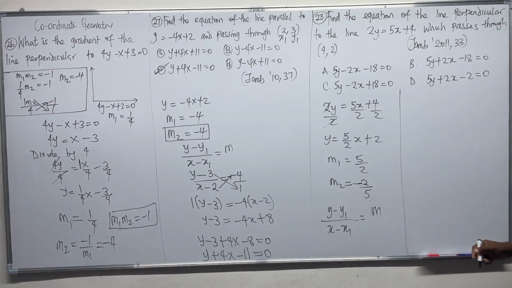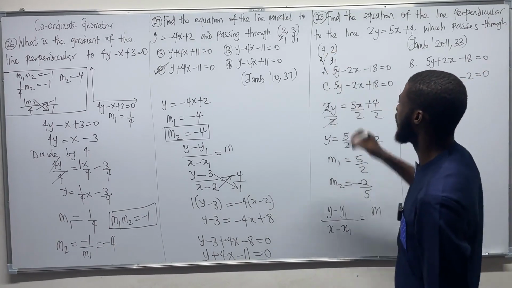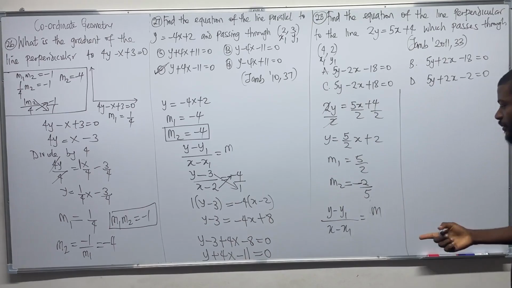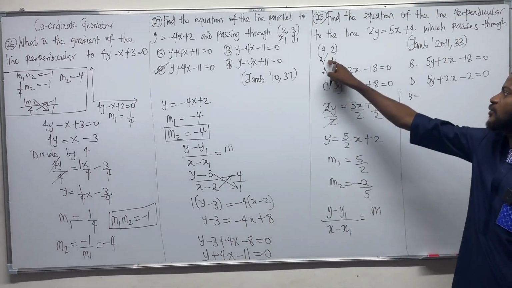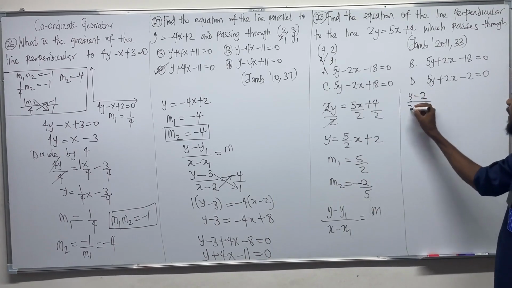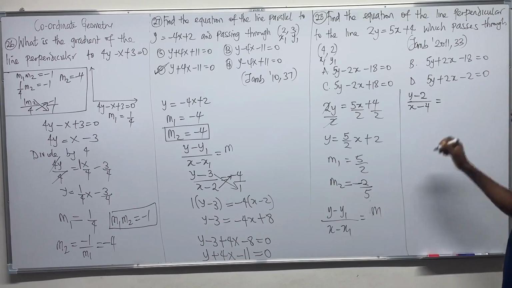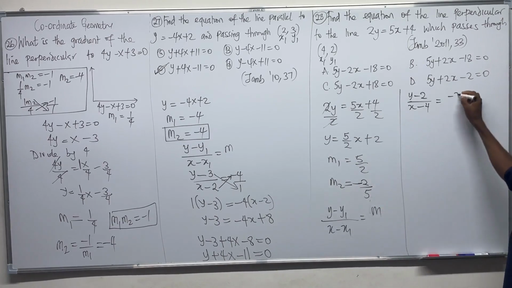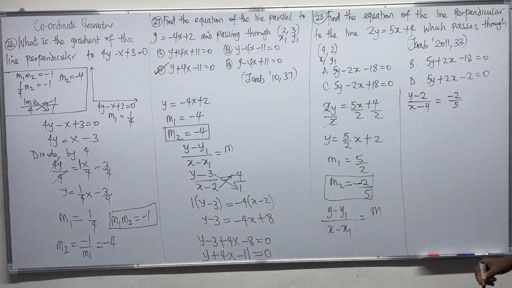So that's what we have. And our point is 4, 2. So this is x1, y1. So let's proceed. So this is y minus y1, which is y minus 2, divided by x minus x1, which is x minus 4, equal to minus 2 over 5. Always use the m2. So that's what we have.